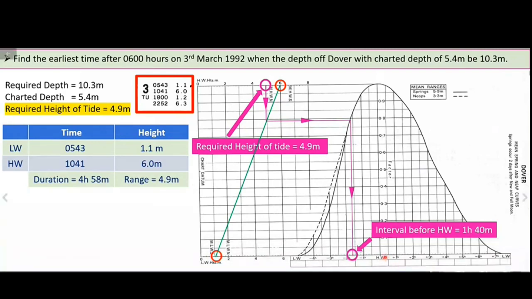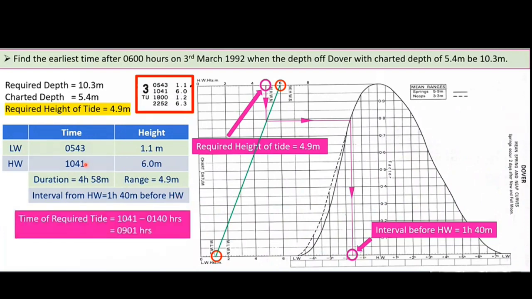It's 1 hour 40 minutes before high water. So that means the required height of tide shall be 1 hour 40 minutes before high water, which is at 10:41. The interval is now obtained from the plot, and it's 1 hour 40 minutes before high water. And what is the time of high water? 10:41. So then what shall be the time when we'll have the required height of tide of 4.9 meters? Obviously, that shall be 10:41 minus this interval, and the time happens to be 0901 hours.